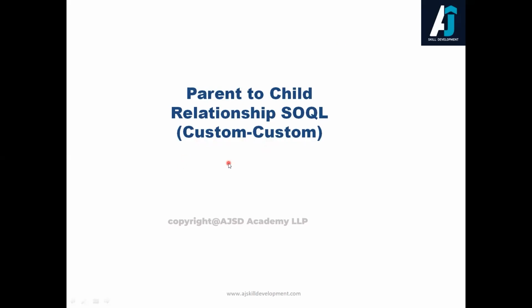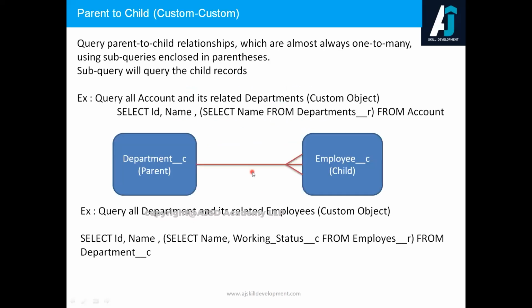Hi, in this video, we are going to learn parent-to-child relationship SOQL for custom objects. Custom objects in the sense that the parent is going to be a custom object and the child is also going to be a custom object. As we saw in a couple of previous videos, we tried the combination of standard to standard, standard to custom. Now we are going to try custom to custom.